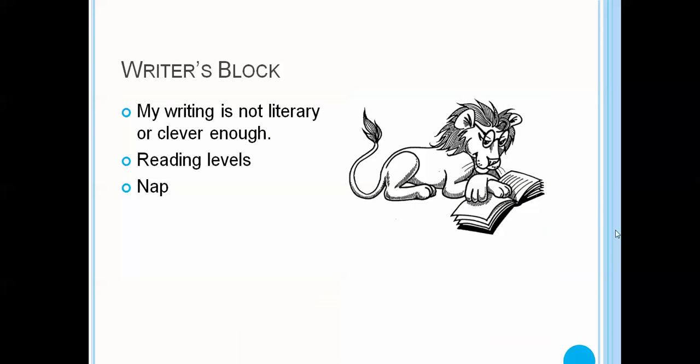Let's talk about writer's block again, in case anyone has it, because I'm sure writer's block is something that happens all the time. So let's talk about it some more. One of the concerns that people have is that they feel their writing is not literary enough or clever enough. It doesn't sound like any famous writer like Shakespeare.